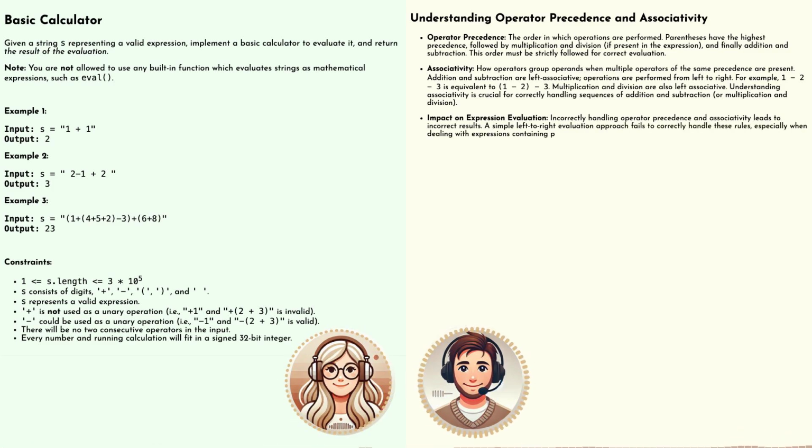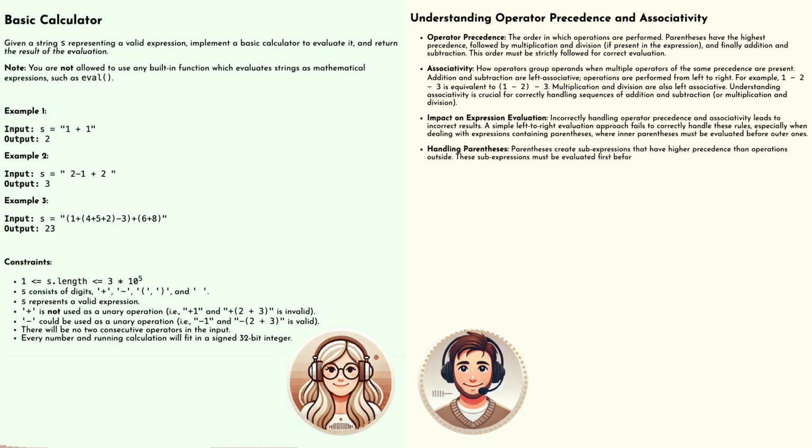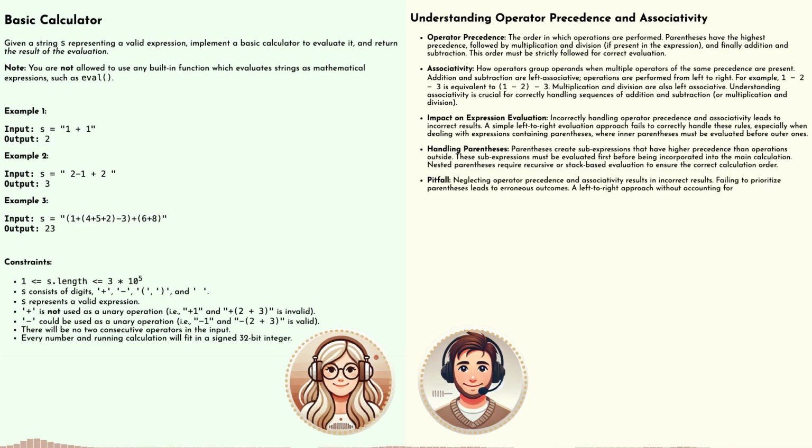Hold on, associative. You might need to break that down a bit for our listeners who aren't math whizzes. Sure, associative means you can group operations in different ways without changing the result. Addition is associative. A plus (B plus C) is the same as (A plus B) plus C. But subtraction is not. A minus (B minus C) is not the same as (A minus B) minus C. So if you simply go left to right, ignoring the parentheses and the non-associative nature of subtraction, you'll end up with a very wrong answer.